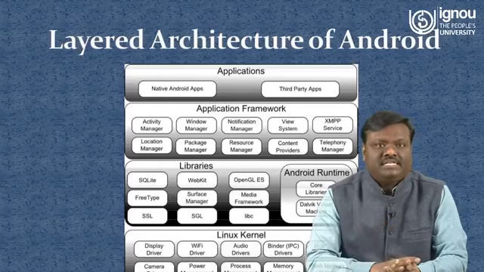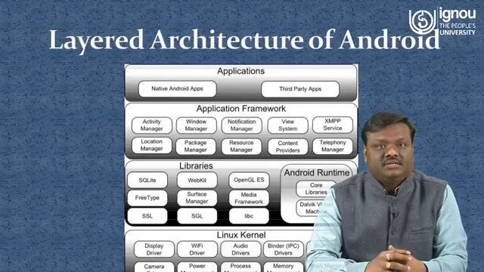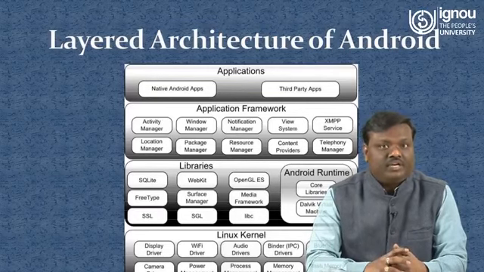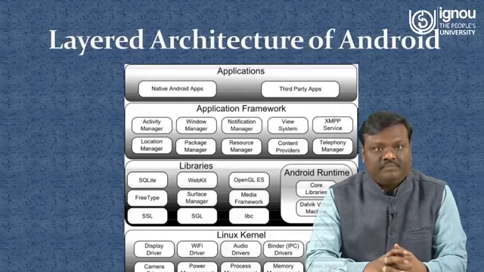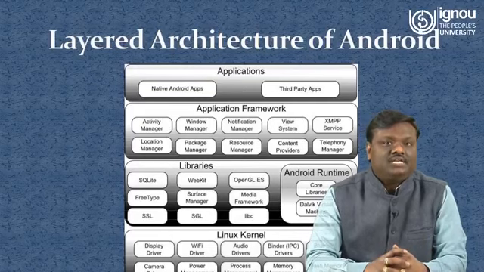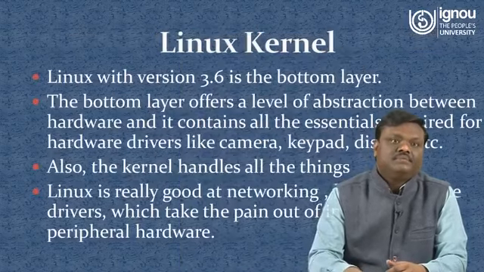One by one, let us see what the functionalities of each and every component are. Why does Android use the Linux kernel? What kind of libraries does it use? What exactly is the Android runtime? Because we have heard about the Java runtime, so what exactly is the Android runtime? What exactly is the application framework? And what are the components of the topmost layer, that is the application layer?